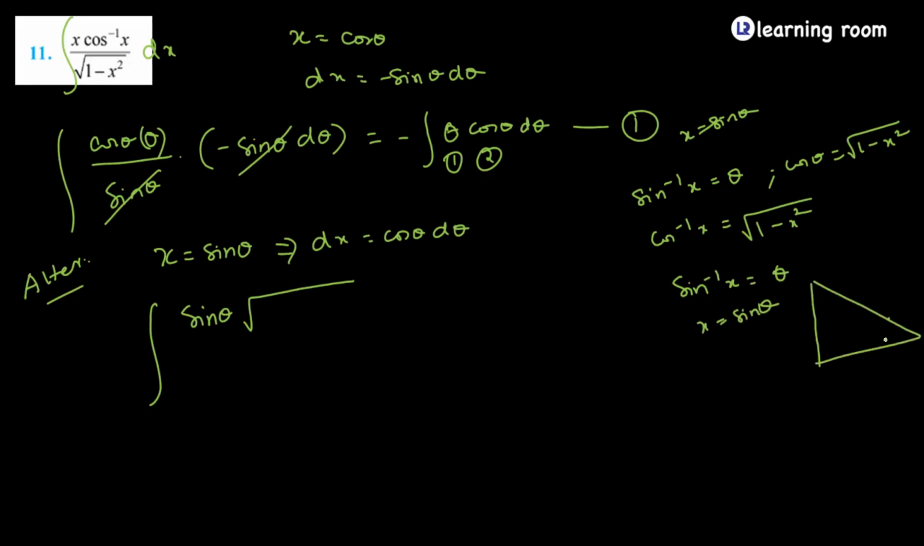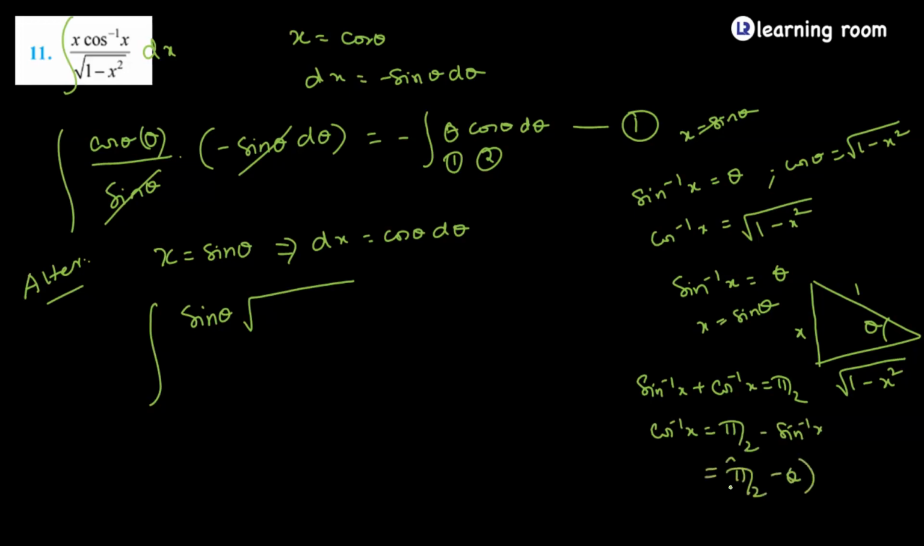Now listen to this. If I take the triangle, if I take this angle to be theta, this side is going to be x, the hypotenuse will be 1, and this side will be root of 1 minus x square. I need to know what cos inverse of x is. But I know this condition: sin inverse x plus cos inverse x is equal to pi by 2. Remember this? So cos inverse x, I can write as pi by 2 minus sin inverse x. But what is sin inverse x? Sin inverse x is theta. So cos inverse x, I can write as pi by 2 minus theta.